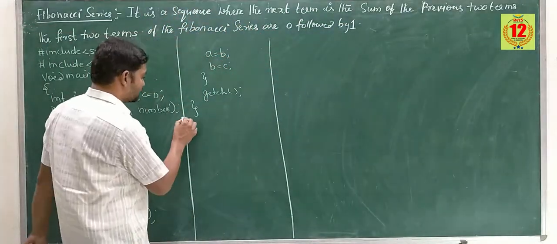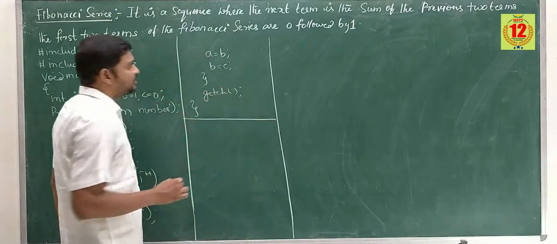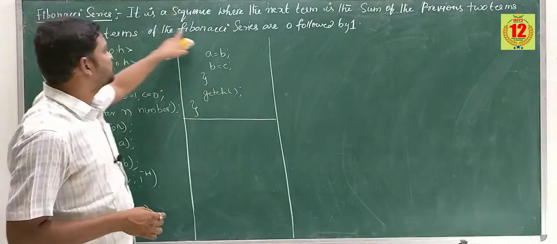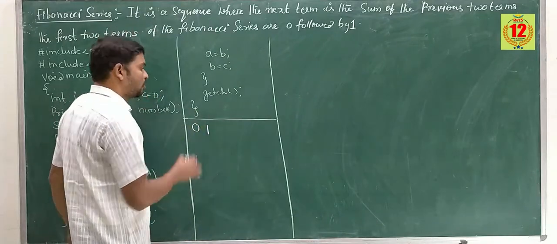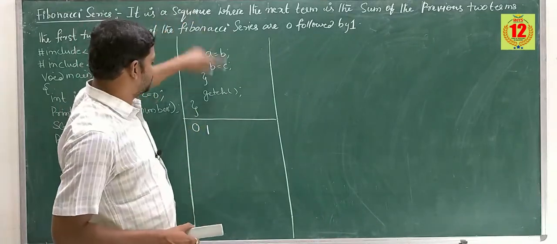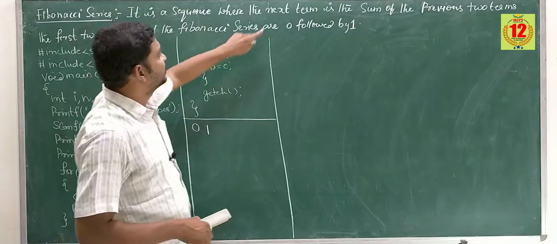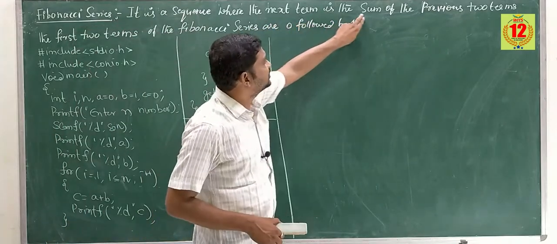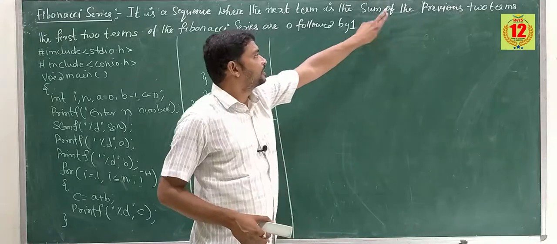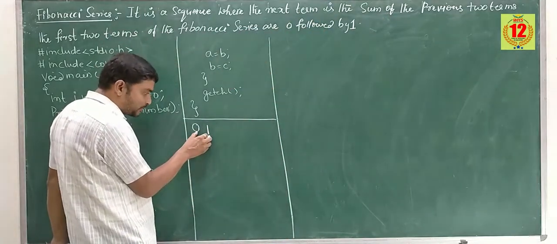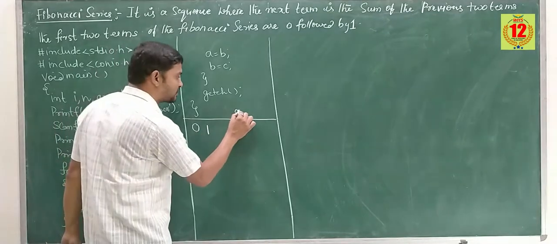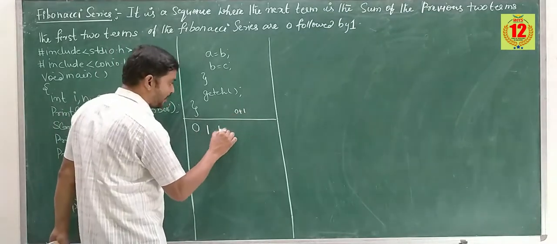Now, in the Fibonacci series, the first two terms given are 0 and 1. Normally the sequence is also a 0 and 1 sequence. The next term is the sum of the previous two terms, and the previous two terms here are 0 and 1. So these two terms sum: 0 plus 1 is equal to 1.